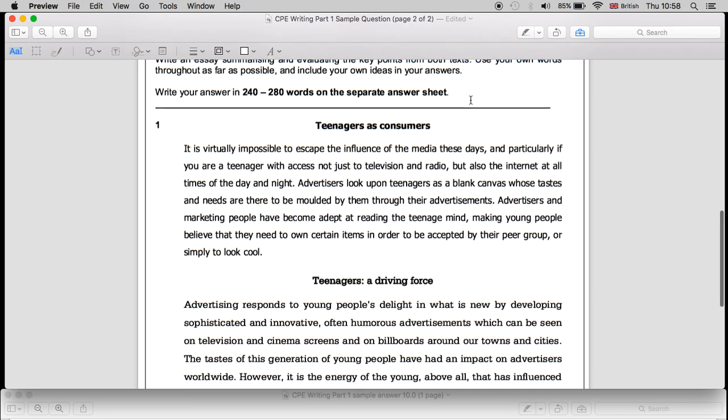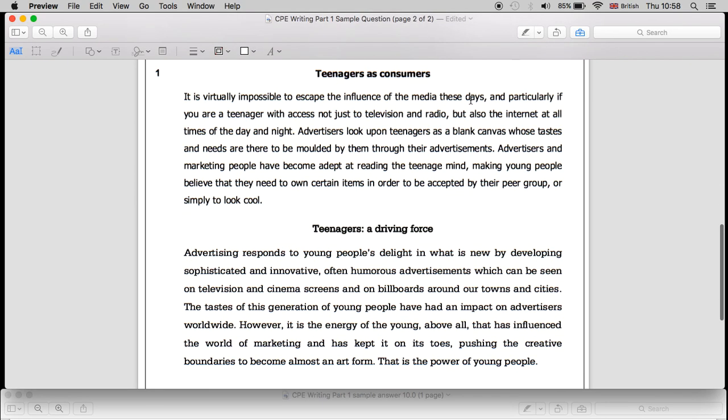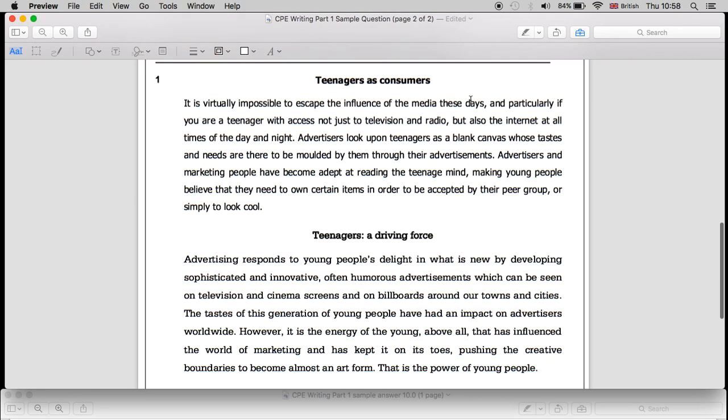So if we look behind the scenes a bit, what is Cambridge testing here? Well, obviously reading comprehension, an ability to summarize and paraphrase and identify key points in a text. However, in terms of the output, Cambridge is looking at your ability as a writer of English to use your own words to describe and further build on what you've read.